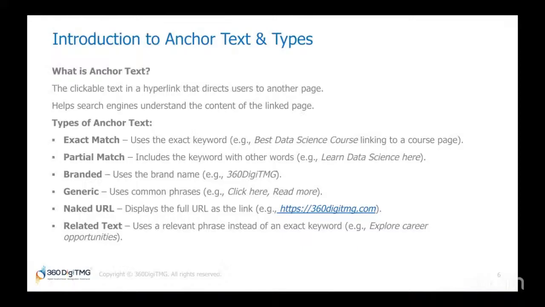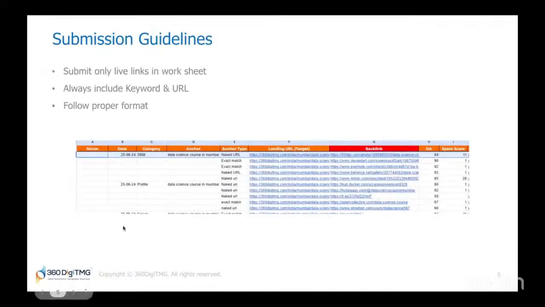Okay, so these are the anchor texts. When you are submitting all the live links in the Excel sheet, you need to mention what the keyword is and what the anchor type is. See here, one of our team members mentioned naked URL. This is a naked URL and this is a backlink. From this backlink we got one URL, the two naked URL. And what is the DA of this particular website? It's 84. What is the spam score? 11.